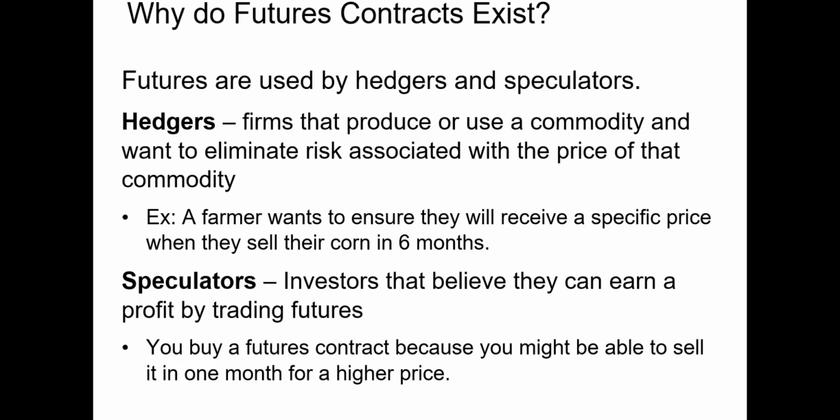Speculators, on the other hand, are investors that believe they can earn a profit by trading futures. So let's say you are a trader and you believe that the price per bushel of corn will rise between now and 3 months from now. One of the ways you can profit from this is by buying a futures contract, and that futures contract will give you the right to pay a certain price per bushel for this corn, and if the price per bushel of corn rises in the next 3 months, you still get to pay the set price in your futures contract.